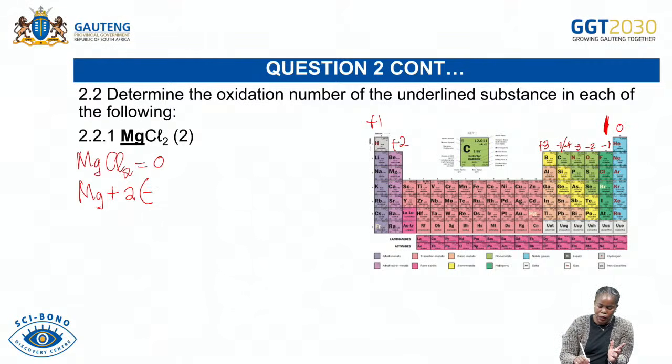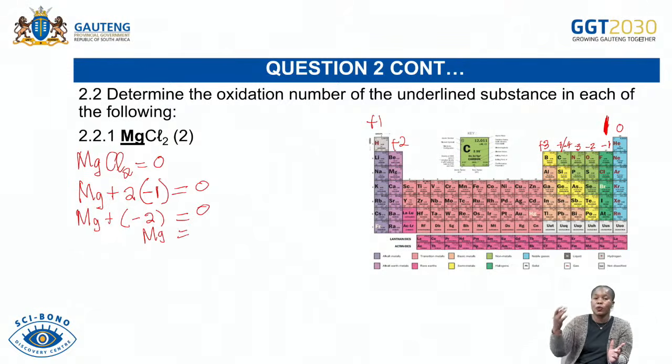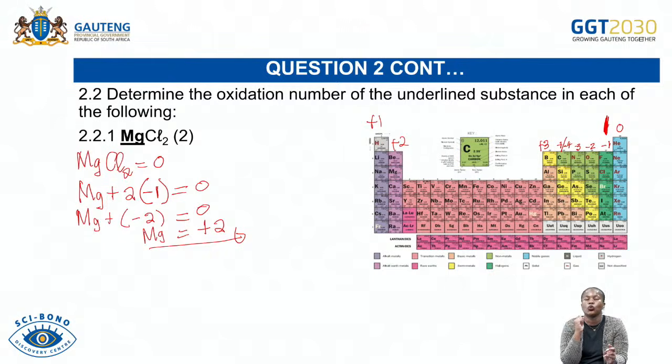So this is times negative 1 equals 0. If we do our calculation, 2 times negative 1 gives us negative 2, which equals 0. Then our Mg is equal to, if we transpose, a positive 2. That means our oxidation number for magnesium is positive 2. All right. Next one. Now let me just erase a little bit so that it is visible from here.